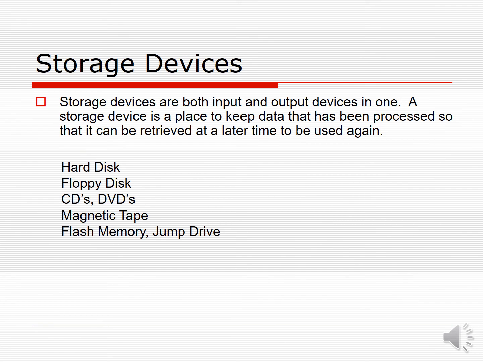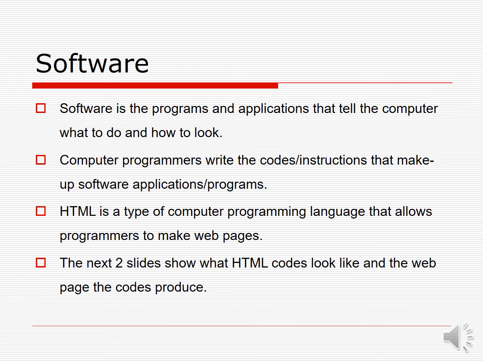Storage devices are the third categorization. From the name storage, they are the devices used to store information to keep it safe after being processed. It is a combination of both input and output devices, and they include the hard disk, floppy disk, CDs, DVDs, magnetic tape, flash memory, jump drive, etc.